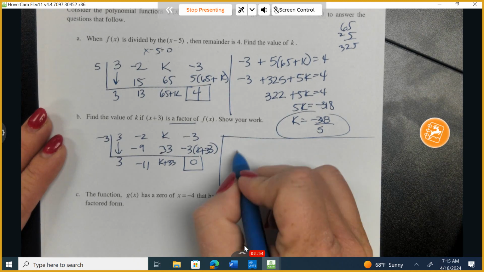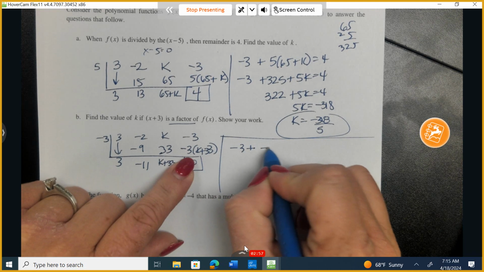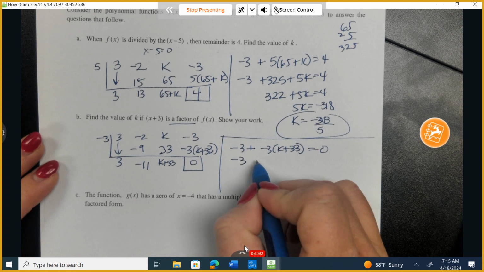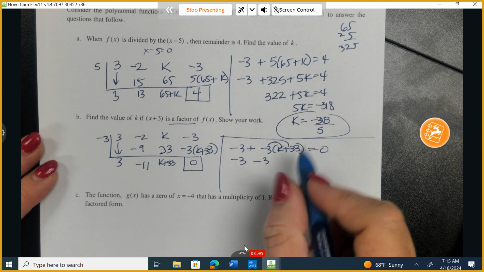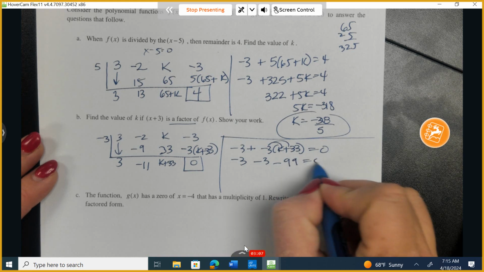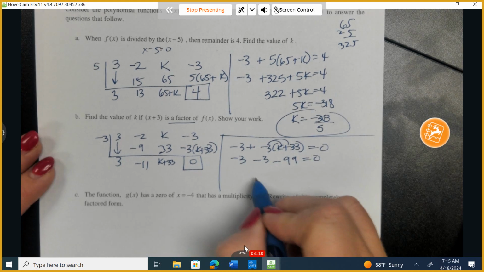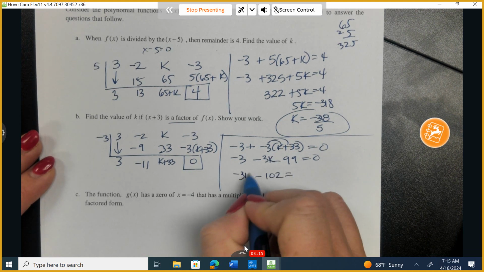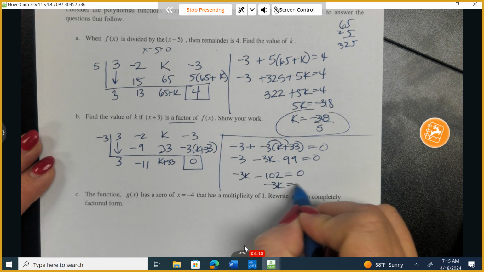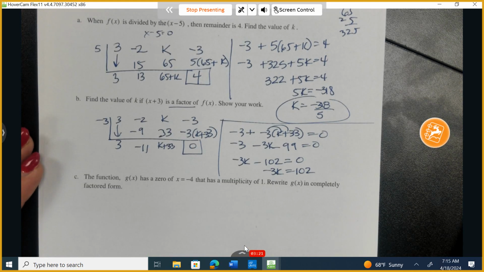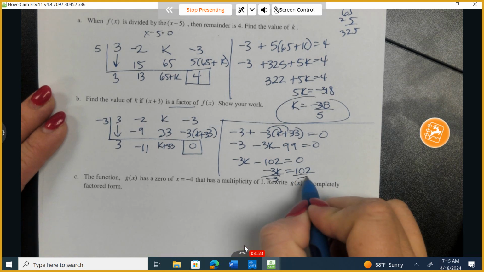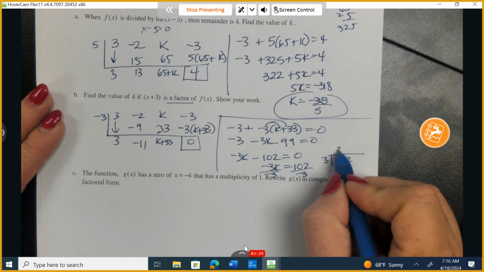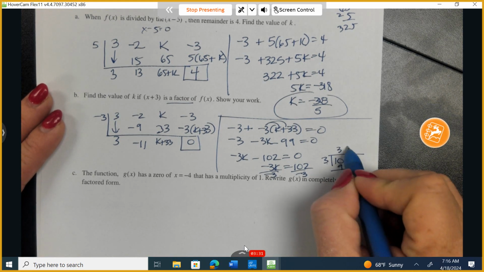Off to the side here, I'm going to do my work. I have -3 plus -3 times k plus 33 equals 0. I'm going to distribute the -3 to both the k and to the 33. When I add here together, I end up with -102. -3k equals +102 when I add the 102 to the opposite side. And now I divide by -3. Let's see if that goes in. 3 goes into 10 3 times with a remainder of 1. 3 goes into 12 4 times.